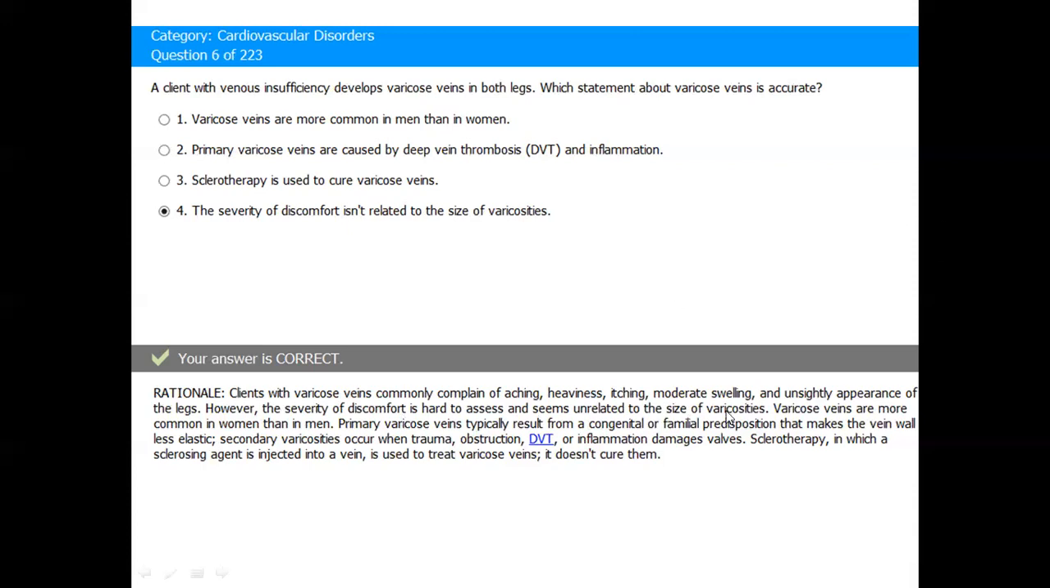Varicose veins are more common in women rather than men. So it is not true that varicose veins are more common in men. No, it is more common in females.